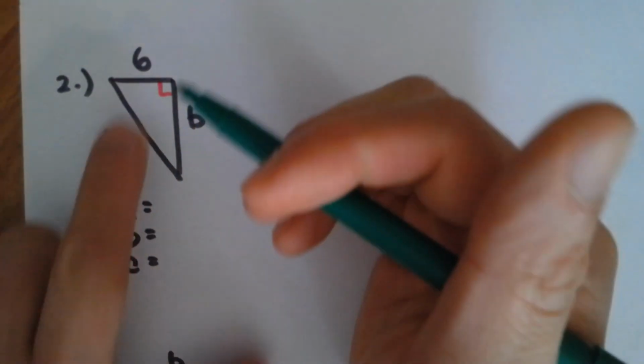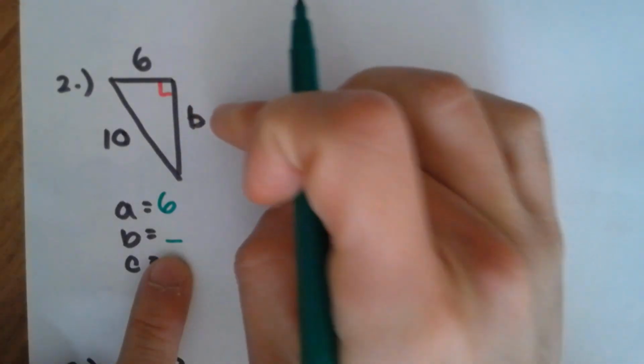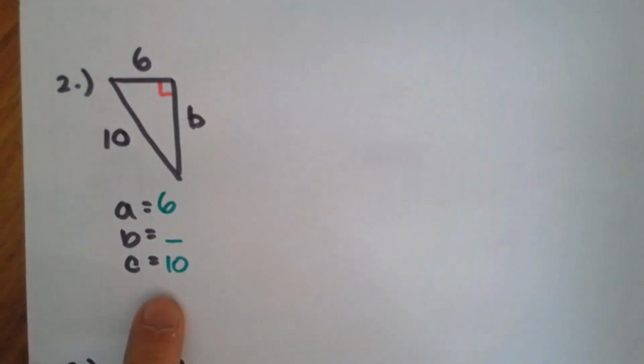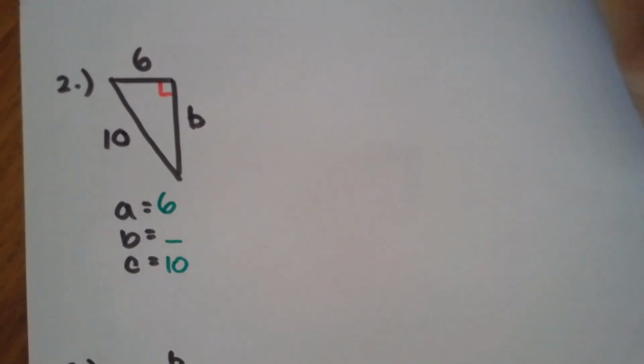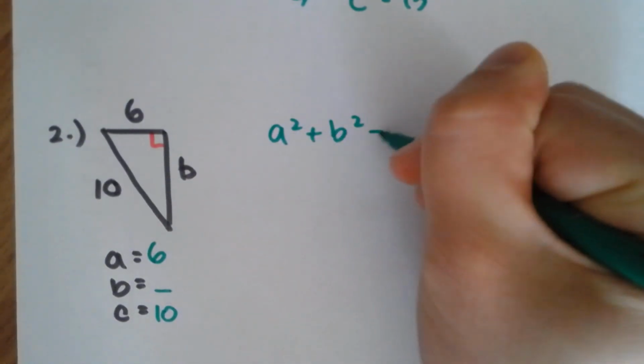So I'm going to say that my A is 6. My B, I don't know what that is. I'm trying to look for my leg this time. And my C, this time it's given to us. That's going to be 10. So we can use the Pythagorean theorem to try to figure out what the missing leg is.